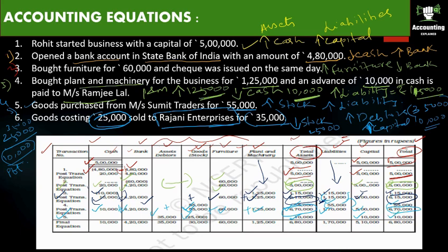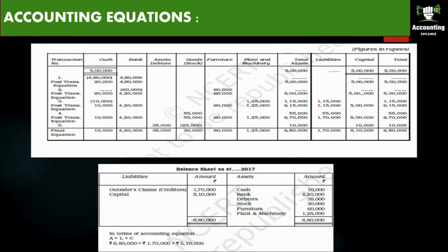So the final is: cash is 10,000, bank is 4,20,000, debtors is 35,000, stock is 30,000, furniture is increased by 60,000, plant and machinery is increased by 1,25,000. Total assets now become 6,80,000. And liabilities is 1,70,000. Your capital has increased by 10,000 rupees after the last transaction.